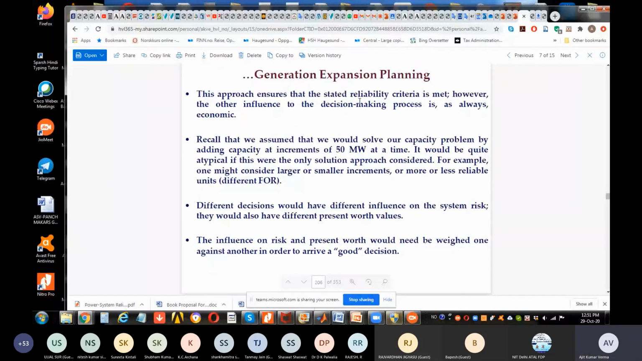So there can be other decision factors, you know, costing and some other logistical issues. And okay, recall that we assumed that we would solve our capacity problem by adding capacity in increments of 50 megawatts at a time. It would be quite atypical if this were the only solution. For example, one might consider larger or smaller increments. It doesn't have to be necessarily 50 megawatts. It could be 20, 30, 40 megawatts, for example.